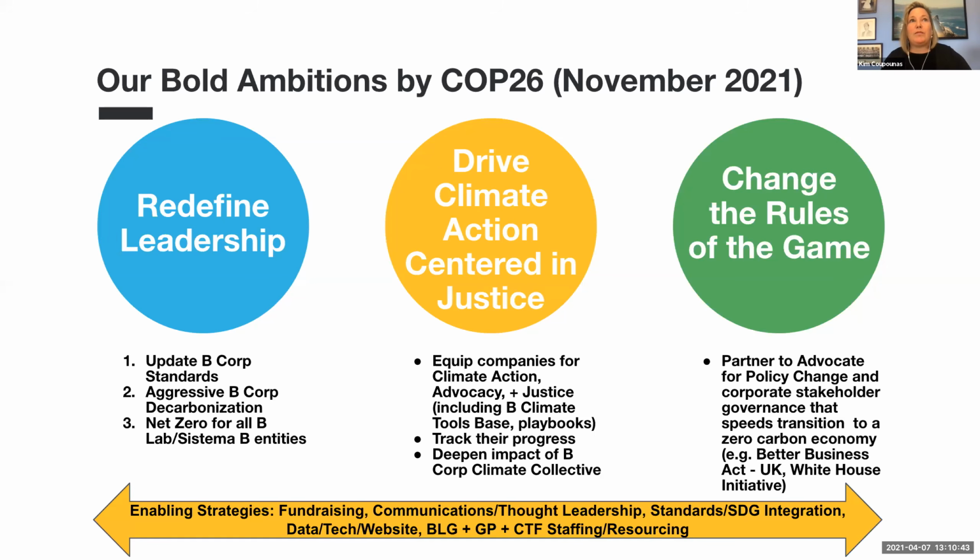Part of the mobilization of B Corps to address the climate emergency as a unique and very credible group of businesses was to set some very bold ambitions at the beginning of this work. And it's really in three categories. One is to redefine leadership, to be pace setters for the rest of the business sector, to say what's possible in terms of how fast businesses can move in addressing the climate emergency as individual businesses and as a community. And that's what the Net Zero by 2030 commitment is all about.